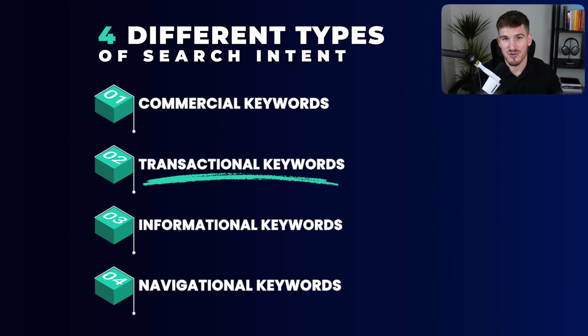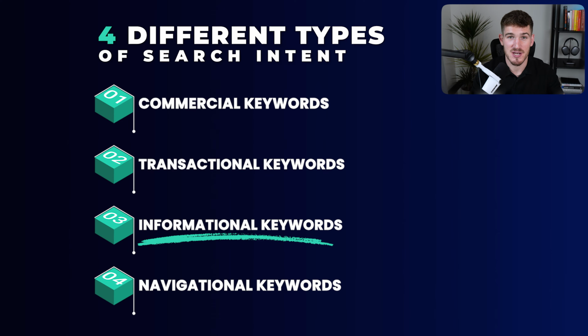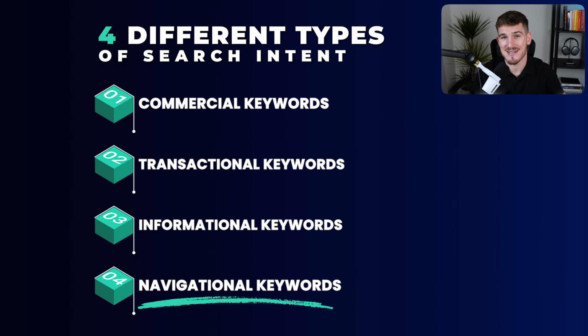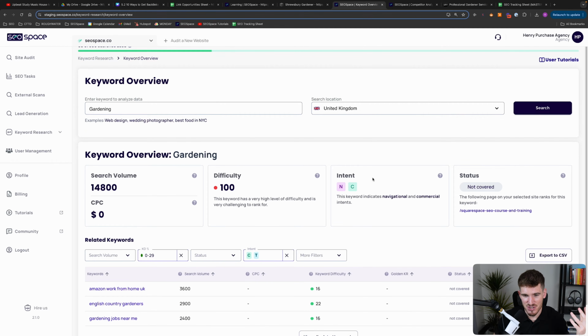There's then transactional. This is when someone knows what they want to buy and they're ready to transact. There's then informational keywords. These are keywords people search when they're looking for information. And then fourth and finally, there is navigational keywords. These are keywords that someone searches for when they're looking to navigate to a web page. So 4 different types of intent, and SEO Space is going to give you an indication of the intent of each keyword.